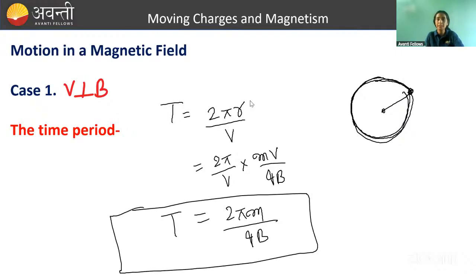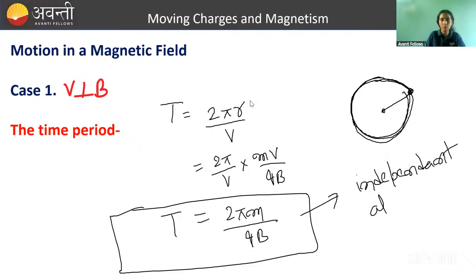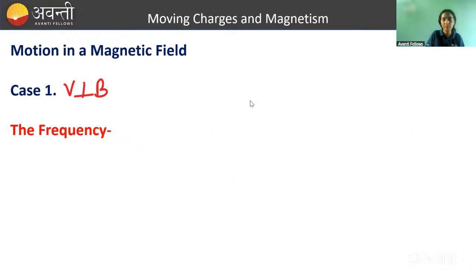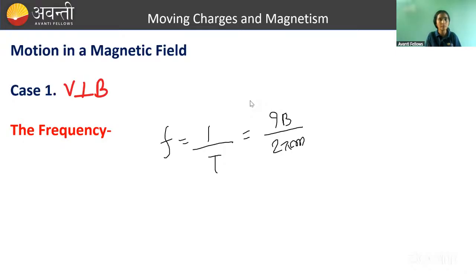And you can see here time period is independent of velocity and radius. Independent of what? Velocity and radius. It doesn't depend. It is a constant basically, as long as magnetic field is same. Okay? So 2 pi m by qb. This is your time period. What is frequency? Frequency, you know, this is 1 by time period. So this will become 1 by 2 pi m by qb. So this is qb by 2 pi m. Okay? Chalo. So this thing we have done.